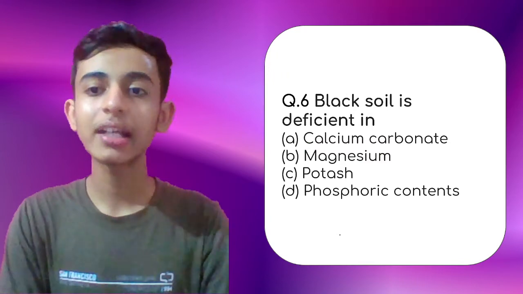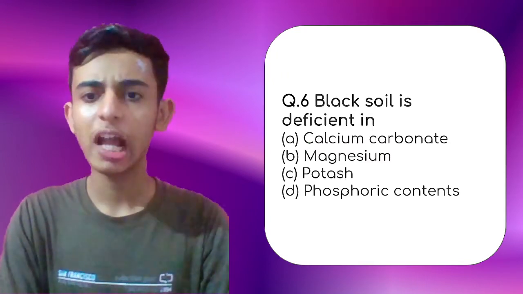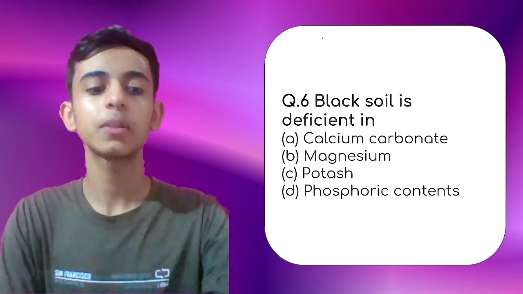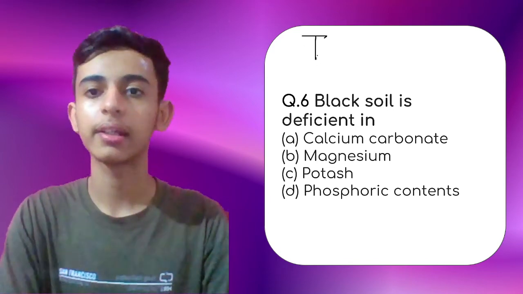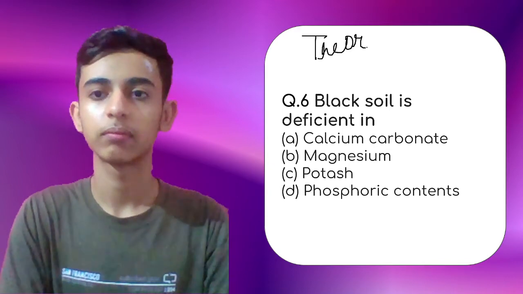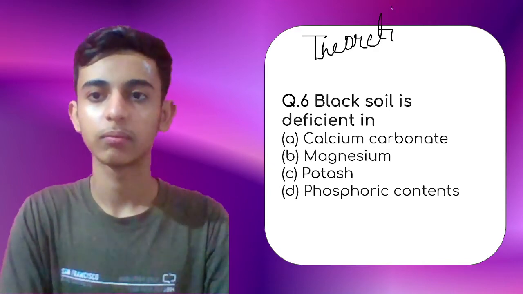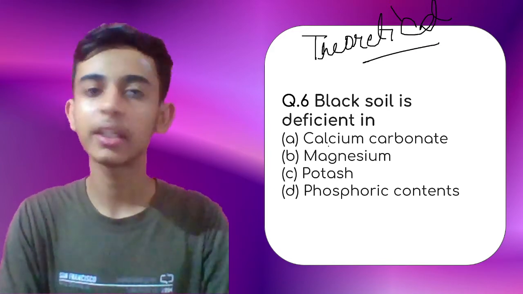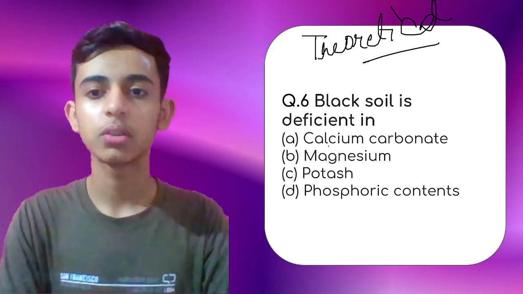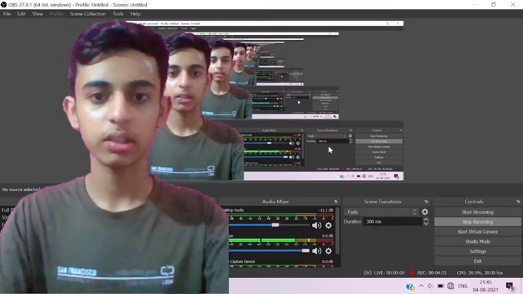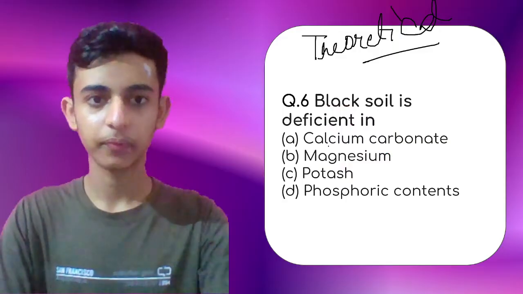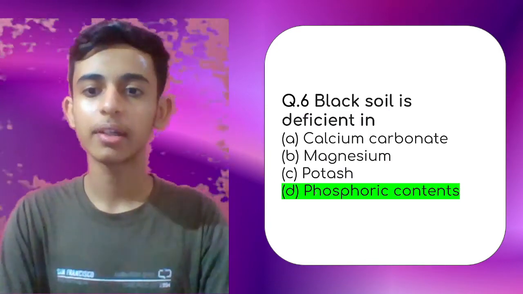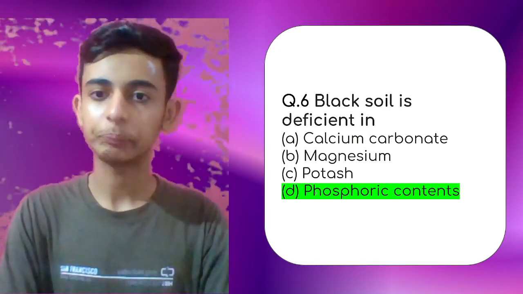Question 6 says black soil is deficient in calcium carbonate, magnesium, potash, phosphoric content. So this question is, I would say, totally theoretical. If you know, then you know. If you don't know, then you don't know. Fine. So the answer I am showing you is phosphoric content. That's your absolutely correct answer.